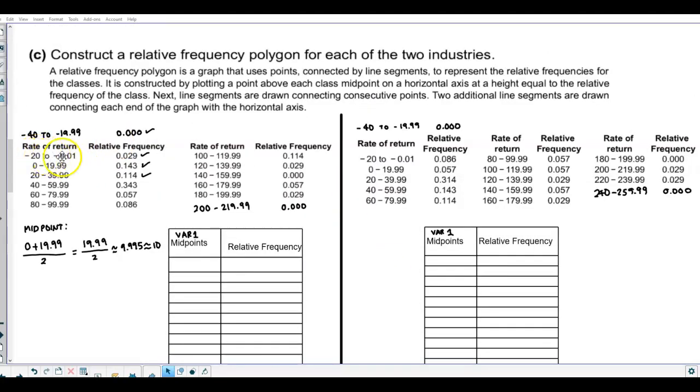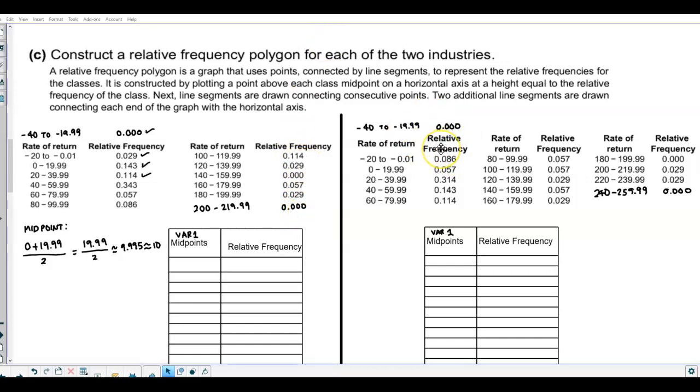Okay, so here is our first class going from negative 20 to negative 0.01. We need to put in a class before that and apply a 0 as a frequency. Since we know our class width is 20, we're going to subtract 20 from negative 20, which makes this negative 40, going to negative 19.99, which gives us 0.00. And then also at the end, we're going to add 20, going to 219.99, and therefore we're going to add a 0.000 for a relative frequency.